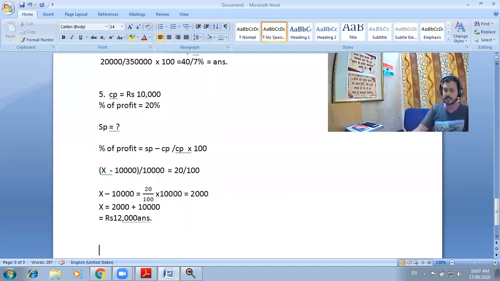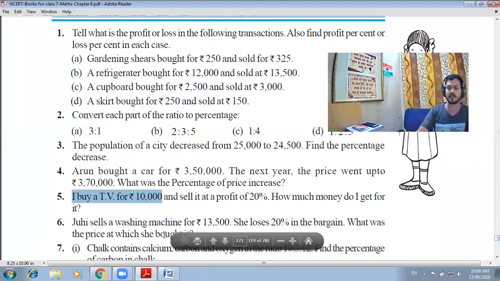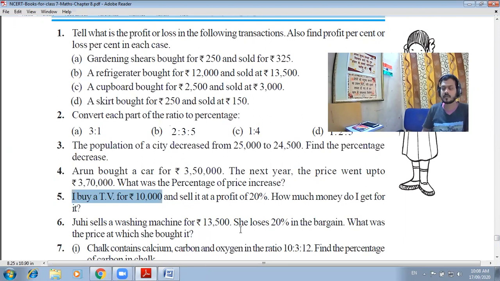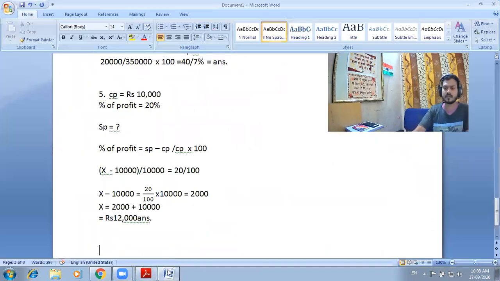Next, move to question number 6. Juhi sells a washing machine for 13,500 and she lost 20 percent in the bargain. What was the price at which she bought it? Okay, it is the opposite of question number 5. So here is the solution for question number 6.